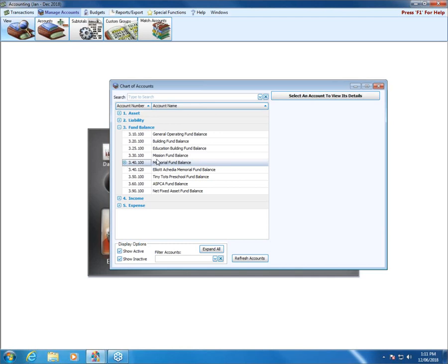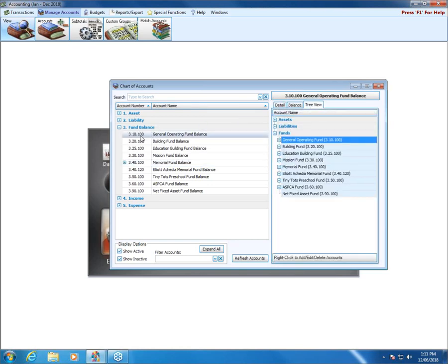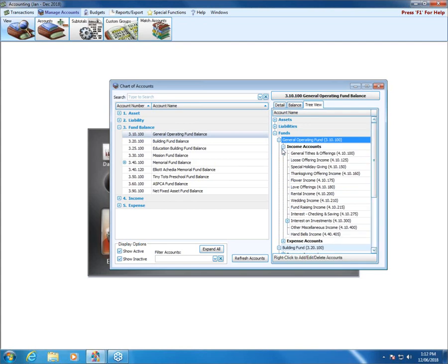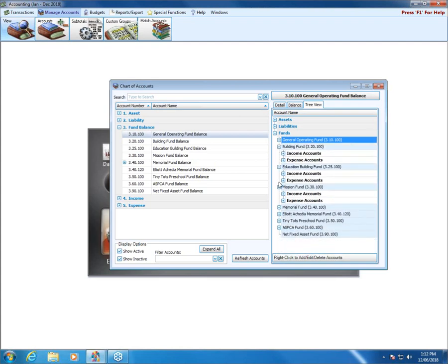A better way to perhaps look at this would be to jump over to our Tree View tab. So if we go to our Tree View here on the right, we see our funds listed on the right side here under our Tree View, and under it, when we click the plus sign next to say General Operating, we see income accounts and expense accounts, building fund, income and expense, education building, mission fund, etc. They all have an income and an expense. In the case of our General Operating Fund, we've got a dozen income accounts and maybe 3 or 4 dozen expenses. Other funds may only have, say, 1 account.